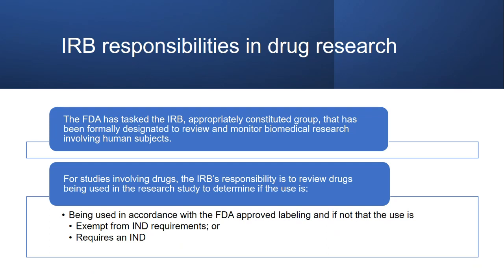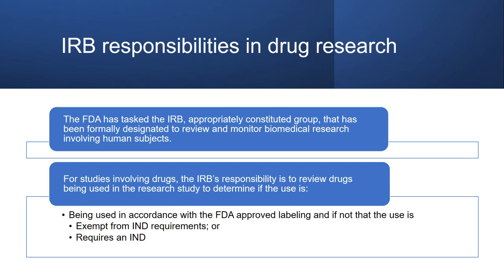So what are the IRB responsibilities in drug-related research? The FDA has given the IRB much more responsibility, formally designating it to review and monitor biomedical research which involves human subjects. For studies involving drugs, the IRB's responsibility is to review drugs being used in research to determine whether the use is in accordance with the FDA approved labeling or not.